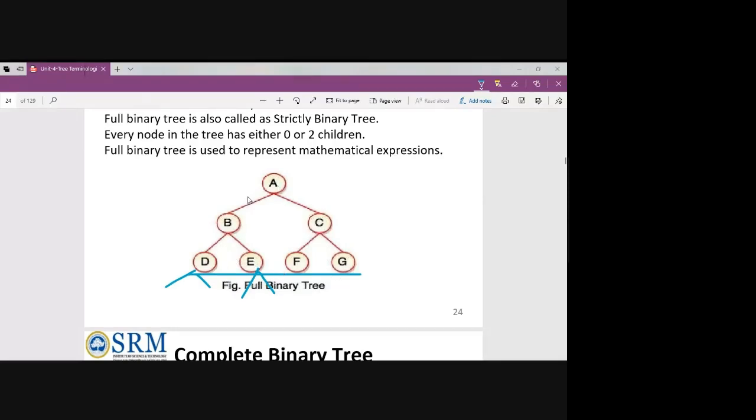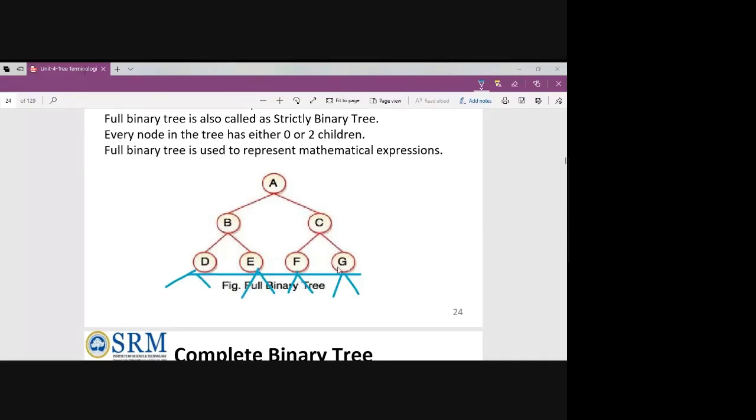A full binary tree will be one where all nodes have either 2 children. Maybe if I draw like this, D is having 2 children, E is having 2 children, but I'm not giving for F and G, then this is not a full binary tree. When it can be a full binary tree is F, then your G. Okay, when it comes, it can be a full binary tree for all 2 children.